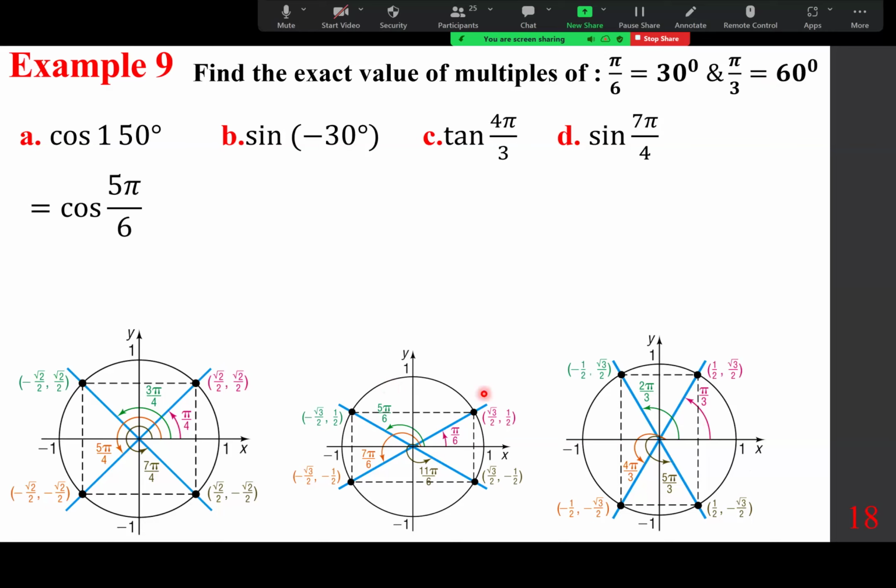And again, remember over here, we know what happens with the x and y. So cosine is x, square root of 3 over 2. But in this quadrant, we know x becomes negative, therefore cosine becomes the same value but negative.